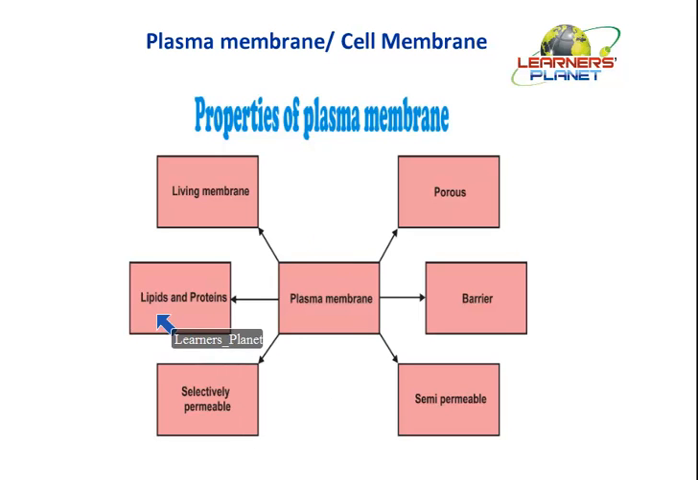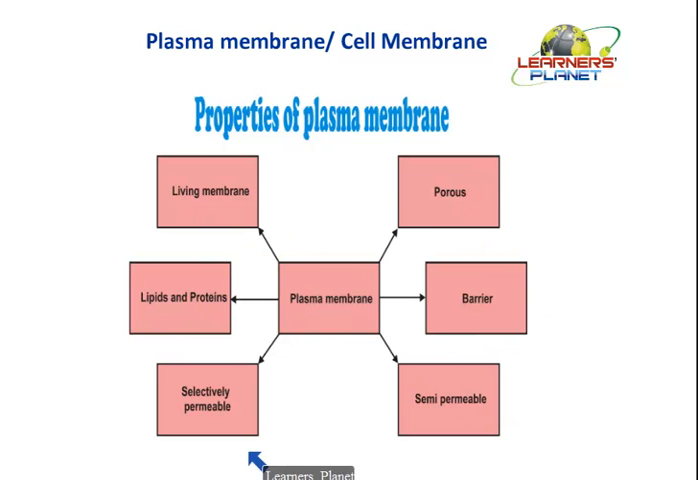Further, these membranes are made up of lipids and proteins. So this is the chemical composition of the plasma membrane. Usually lipids maintain the porosity of the living membrane, whereas proteins help in the recognition of material that has to cross this particular boundary, serve as enzymes or receptors, or control the movement of particles across the boundary.